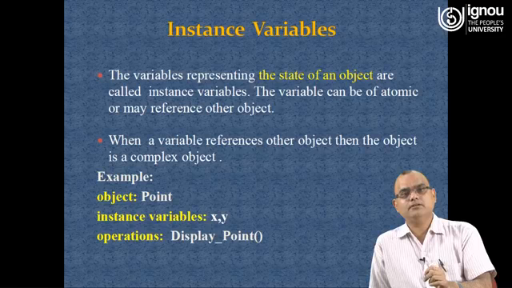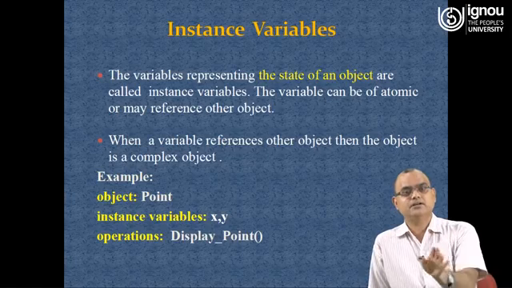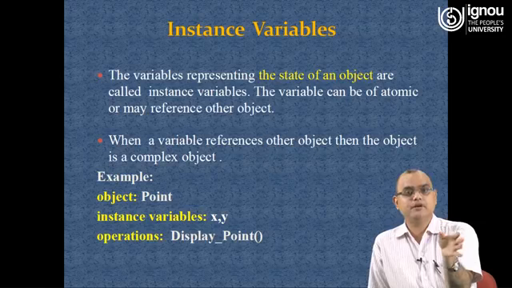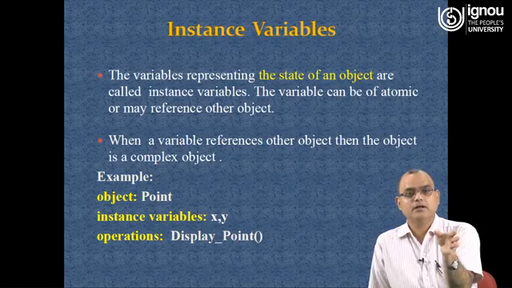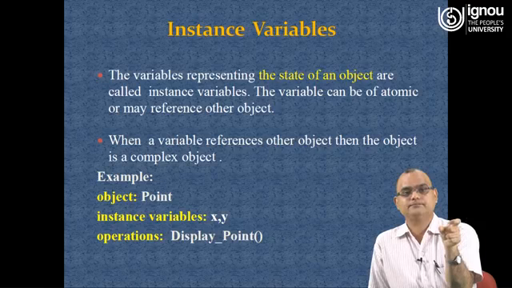Instance variable, once again, means the attributes which you have defined for a specific object. Now, here I have taken one very simple example of an object. That object is point.